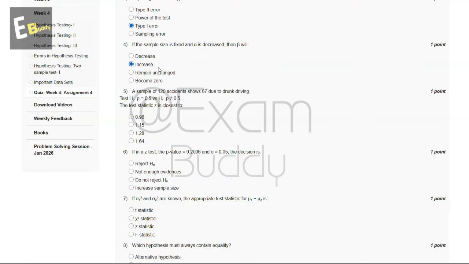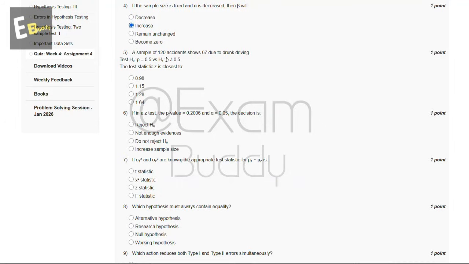And now let's go to our question number 5. A sample of 120 accidents show 67 due to drunk driving. Test H0: p is equal to 0.5 versus H1: p is not equal to 0.5. The test statistic z is closest to, so these are the options: 0.98, 1.15, 1.28, 1.64. So the answer for our fifth question is C, 1.28.